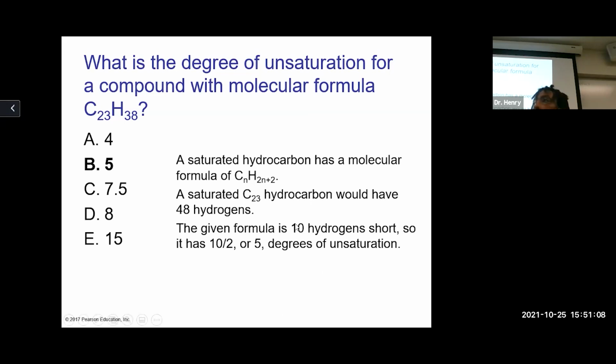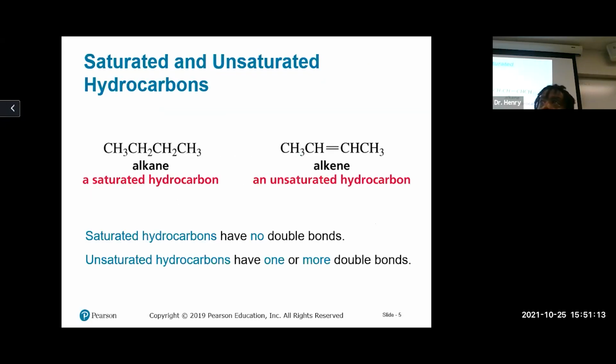Okay, so now we have alkanes, which we know are saturated. So there are no double bonds. They're all single bonds. Alkenes have at least 1 double bond. So we have at least 1, and that makes it unsaturated, right? Makes sense. Saturated, it's saturated with hydrogen. Unsaturated, not saturated. Okay.